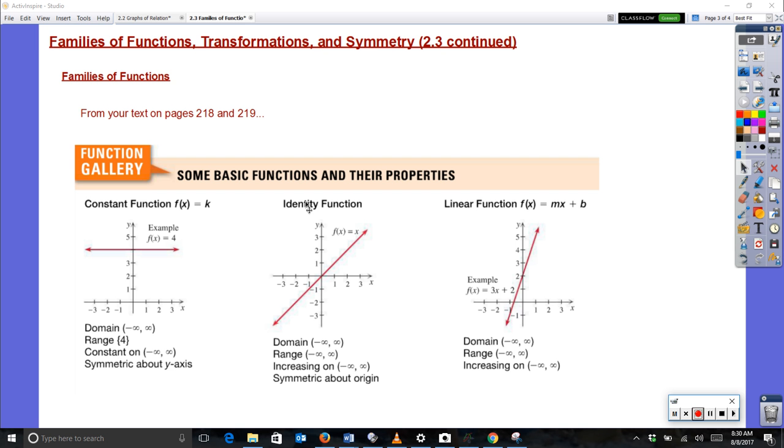What they call the identity function is the simple linear equation that you would remember as y equals x, the diagonal line that goes right through the origin. And then, of course, you can make a linear equation a little more complicated with your slope and y-intercept changing, your mx plus b. And so they give the example 3x plus 2, and then with a line, as long as it's not horizontal or vertical, the domain and range is always all real numbers, and it'll either always be increasing or it might always be decreasing.